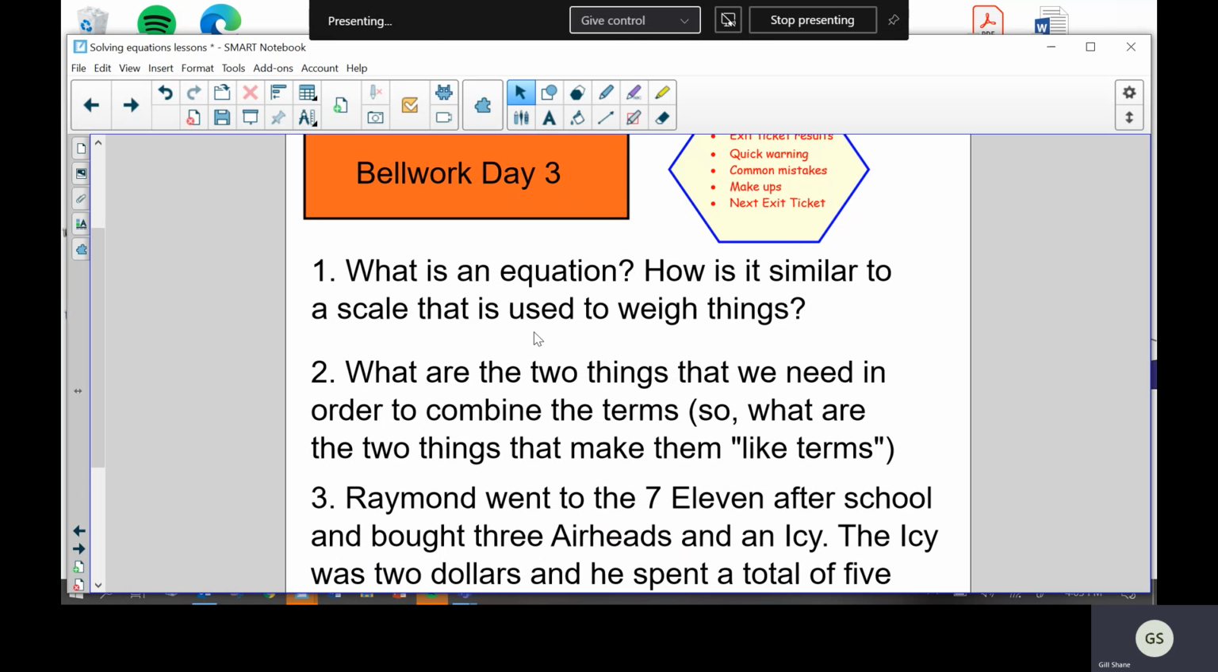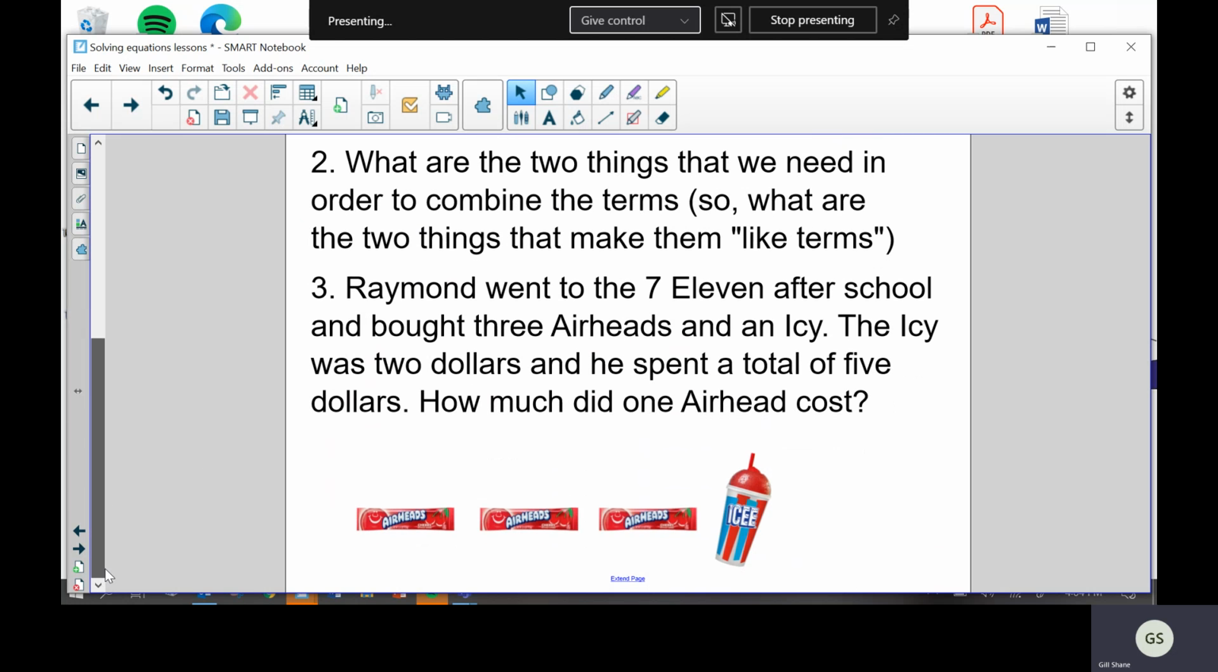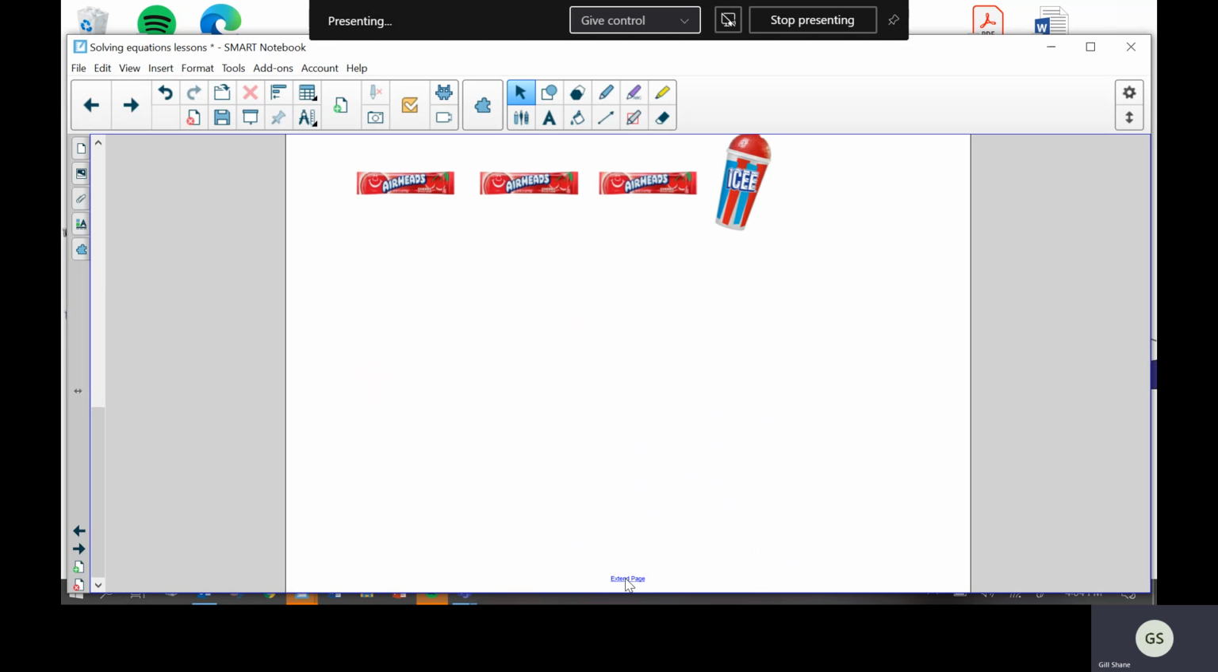We said the very most basic definition of an equation is it's a rule. It's a rule you have to follow. A better, more specific definition is it's a rule that says the left side of an equation has to equal the right side of an equation.